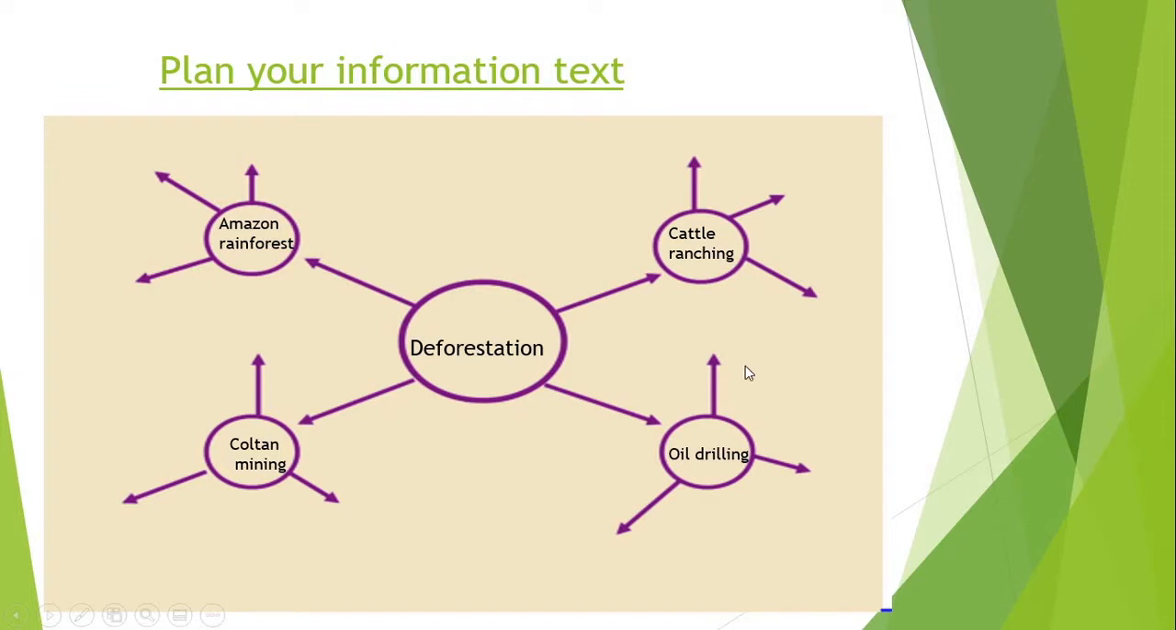Then you're going to look at the impacts and the exploitation. So we're going to look at cattle ranching. This should be similar to the mind map you made previously. Oil drilling, exactly the same here, and coltan mining, the exact same here. It's important to plan like this because you'll have your information ready when you're writing your text. So please pause the video and create your plan. Make sure it's got plenty of detail that you can use in your information text later. So pause the video and resume when you're ready.